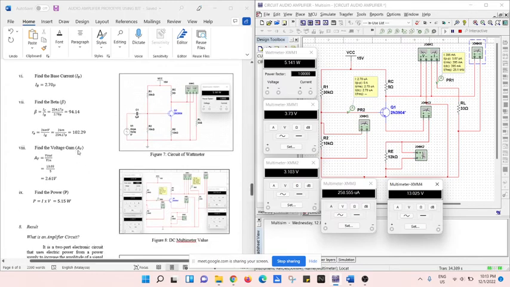Next, find the voltage gain AV. AV is equal to Vout divided by Vin. Vout is actually from the value that I get in the measured, 13.025 volt. Vin is 5. The total that I get is 2.61. Find the power. Power P is equal to I times V. The value that I get is 5.15 watt. So see, it's the same as the wattmeter that I measured in this circuit. Okay, that's all from me. Thank you.